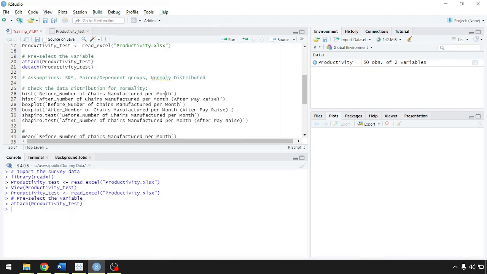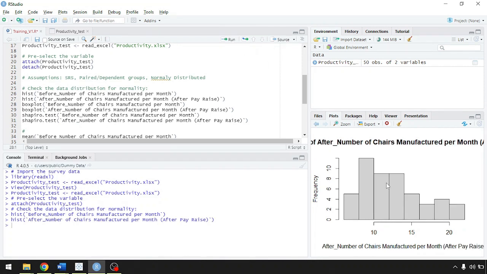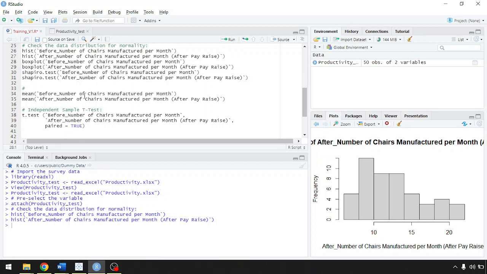One of the ways we can look at the normality of the variable is through a histogram. It's not highly abnormal or skewed before the manufacturer's introduction of the pay raise, and after this it is also not so bad. Because our samples are not very small, we consider the variables to be normally distributed. We'll move on to the mean.